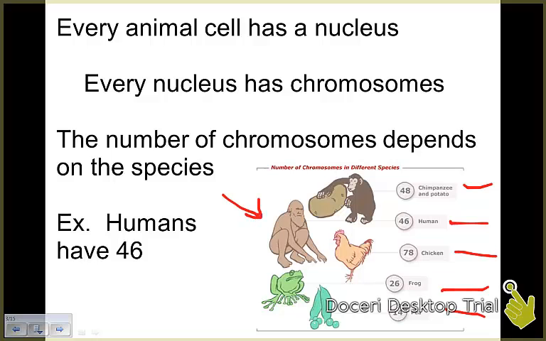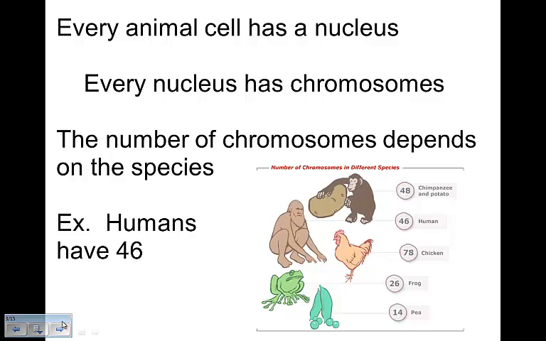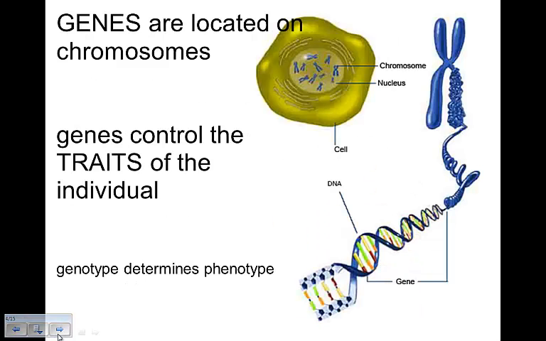Now, I'll be honest with you, I'm not really sure why the dude is sitting in that particular manner. It's a little weird, like he's playing some child game. I'm not really sure why he doesn't have pants on, but he doesn't, and so we'll just move on along, but know that humans have 46 chromosomes.